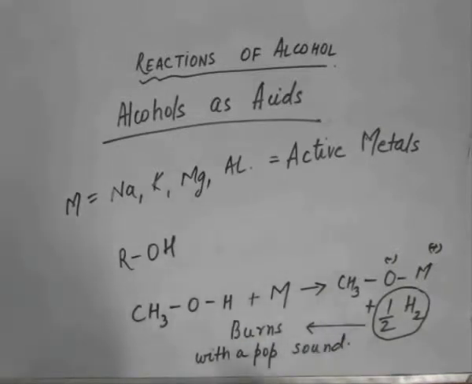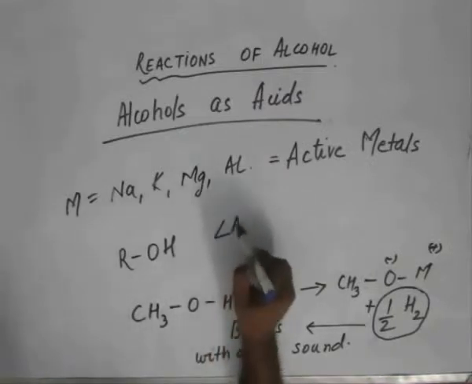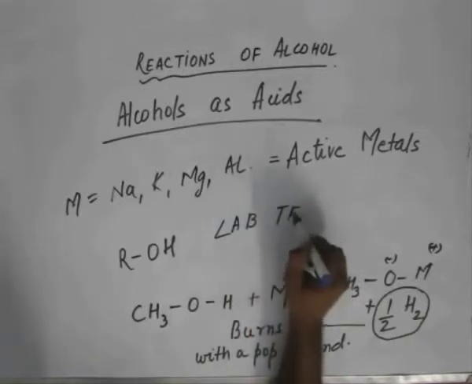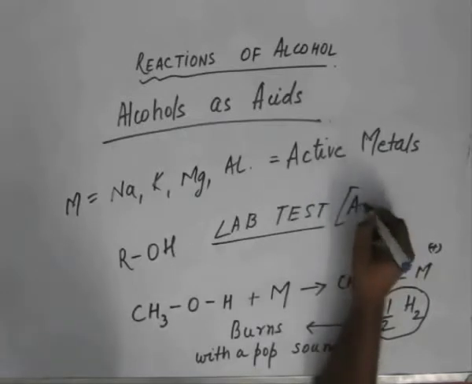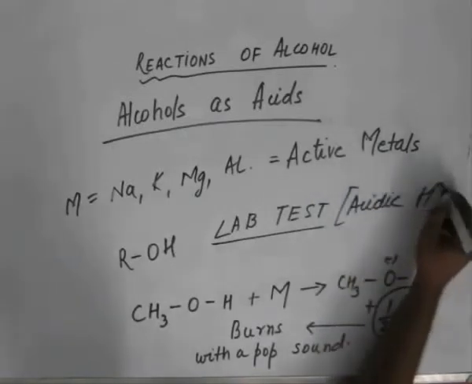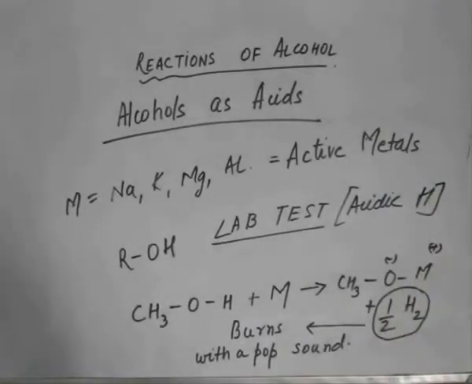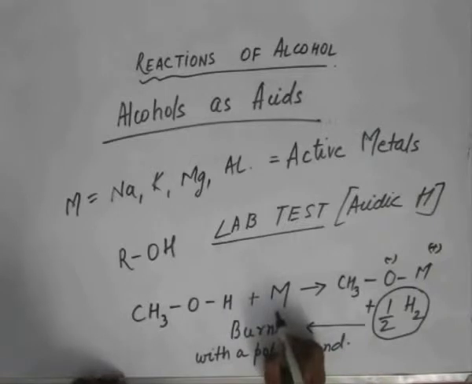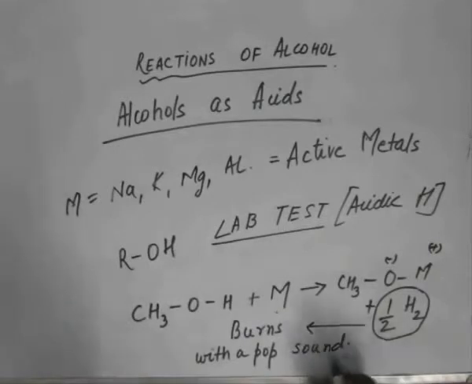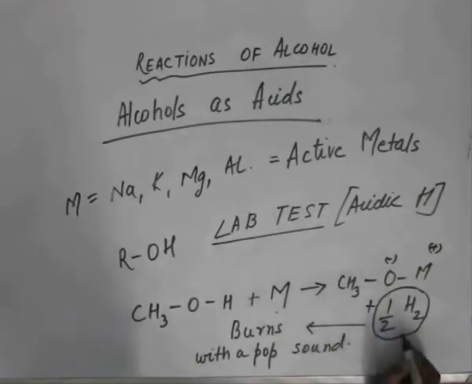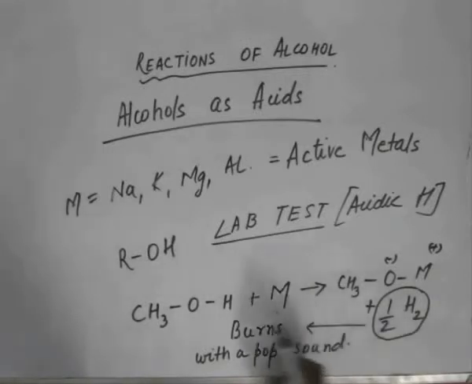This burns with a pop sound. So it is a very important lab test that we have, the lab test for a compound having acidic H. If we add an active metal to a compound having an acidic H, hydrogen gas can be evolved. If hydrogen gas is evolved, then we can infer that this compound had an acidic H. Okay, I hope you understand this.